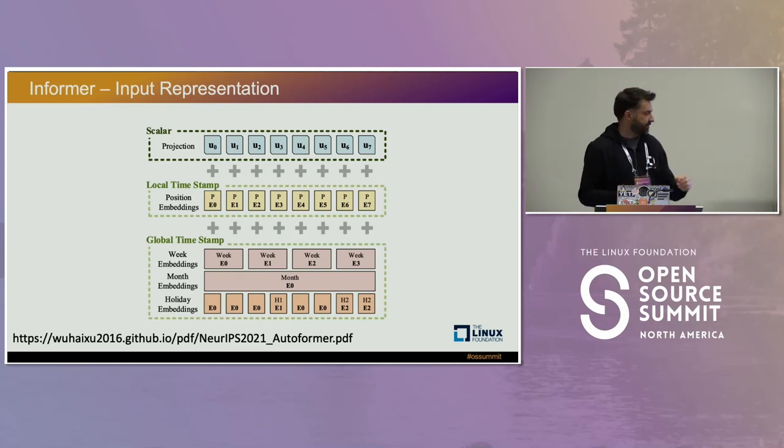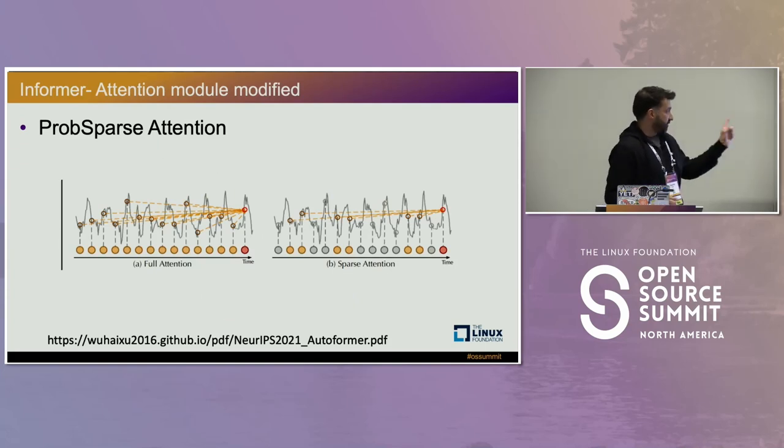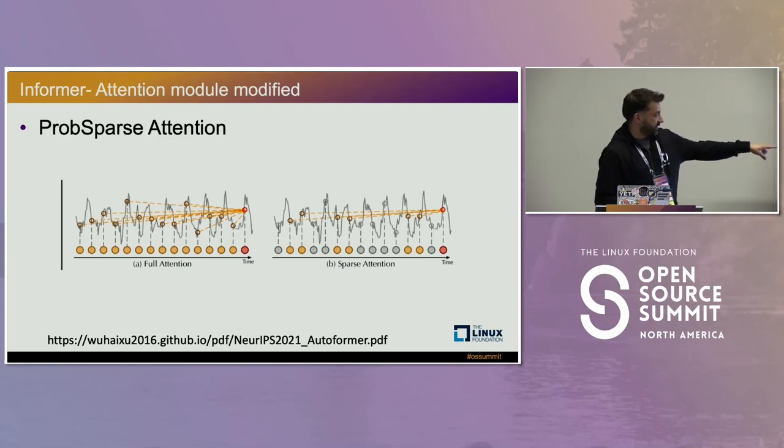And the concept is pretty similar, because what you have at the end is a projection that has all this information embedded: the global information, weeks, months, and so on, and the position embeddings. It's a way to force the model to understand that this timestamp is position one, this one is position 2, 3, 4, and so on. They did the same with the attention module. They modified it with ProbSparse, which, instead of doing the calculations of one against all the other ones, does minor calculations based on likelihood. It has a formula that is pretty nice to read, but what they do is that.